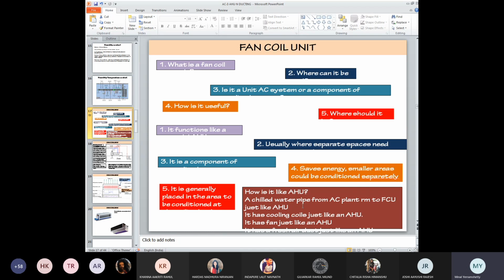Okay? And how is it like AHU? Because what happens at the AHU? You don't do actual cooling with the refrigerant. You just get a supply of chilled water and you have a fan, and then all the set of filtering and so on. Okay, same thing happens here. So it's like a mini AHU placed at the room level. That's it.